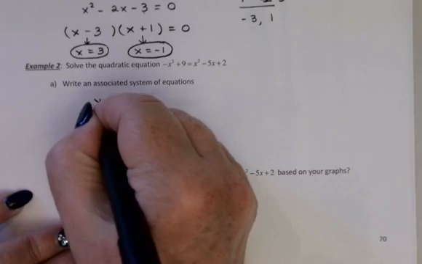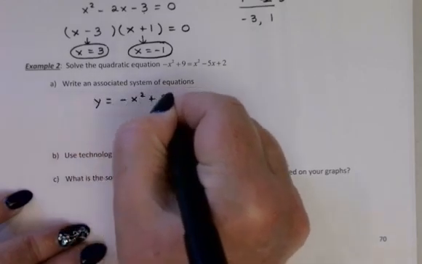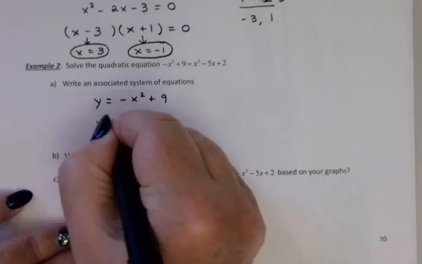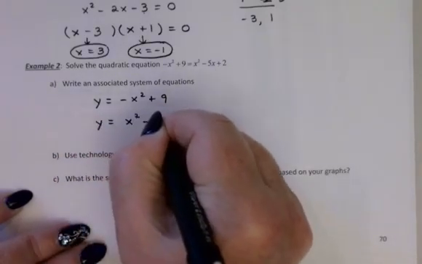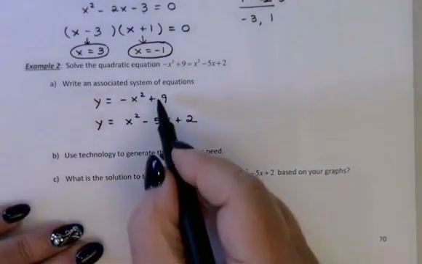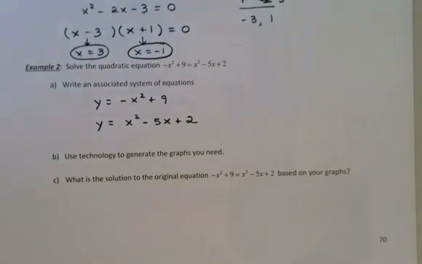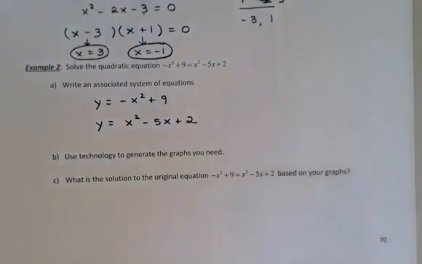First, I'll let y be the left-hand side, -x squared plus 9. And then I'll let y be the right-hand side, x squared minus 5x plus 2. We'll generate the graphs of those two equations using Desmos, and the intersection point will help me to solve the original equation. So let me switch over to Desmos here.